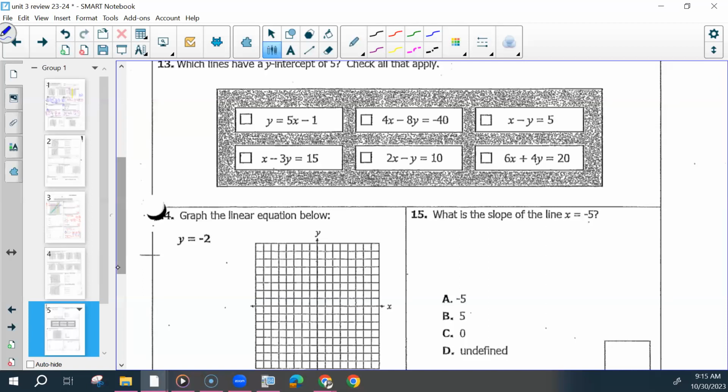Let's go back to the beginning. Now we're doing intercepts. So on the first page, 10 and 11 are intercept questions. Do we have questions on either of them?